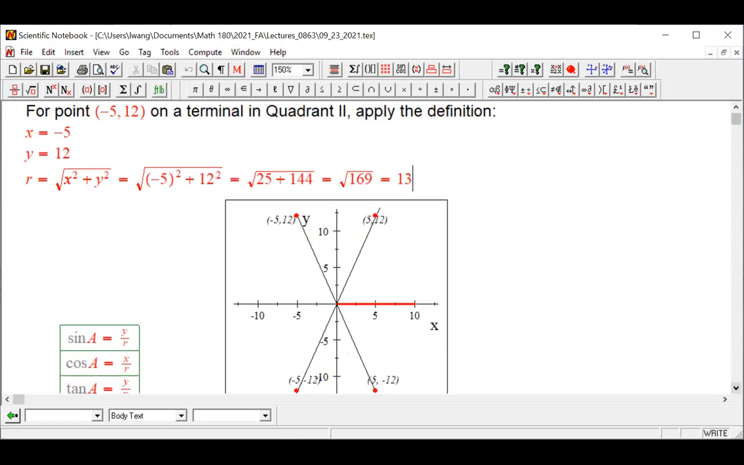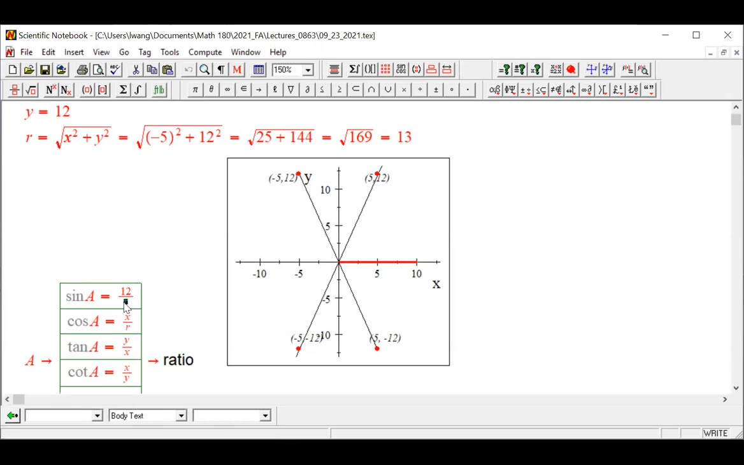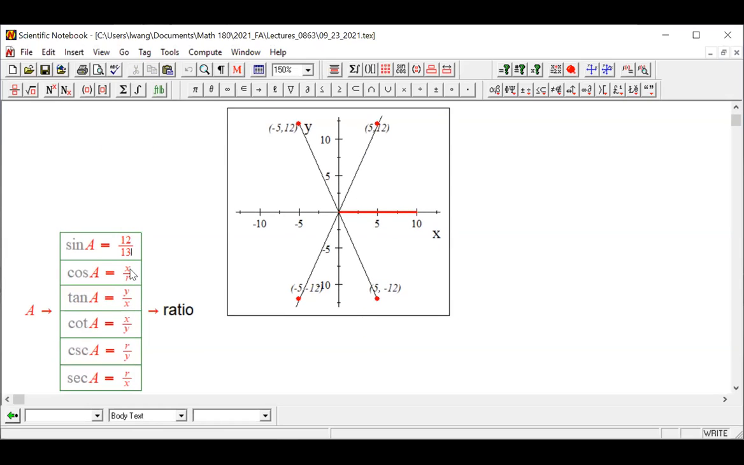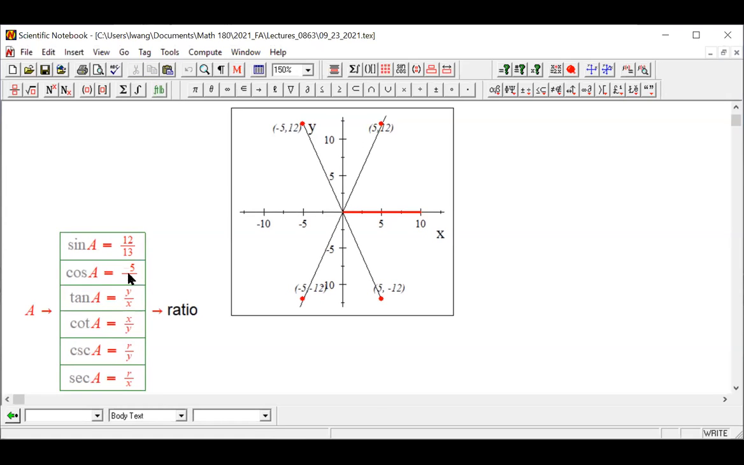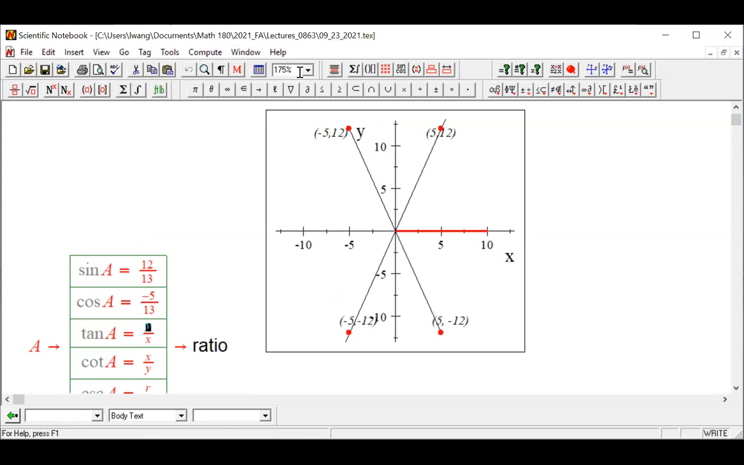And then you just plug them in. Y is 12, R is 13. Cosine is X over R, -5 over 13. Tangent. You guys know what to do now? I think you already know it. It just takes the patience to do it. So I'm going to save some work for you. I'm not going to do it all. So go for it.